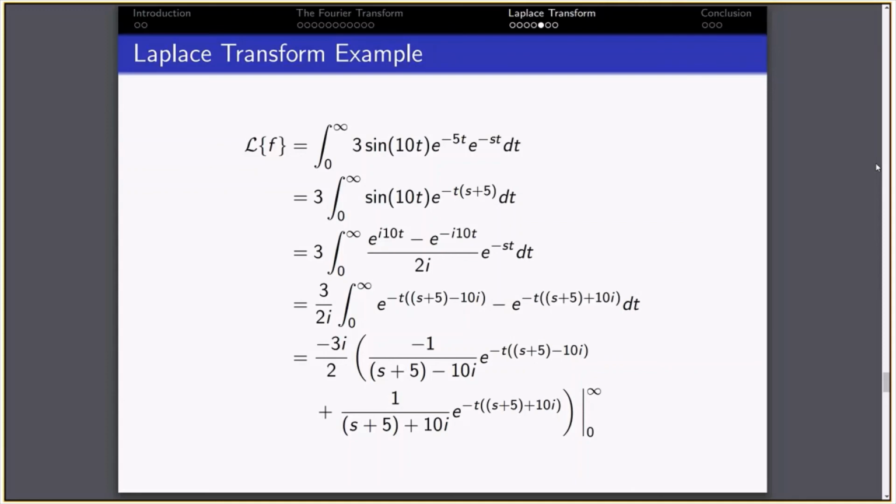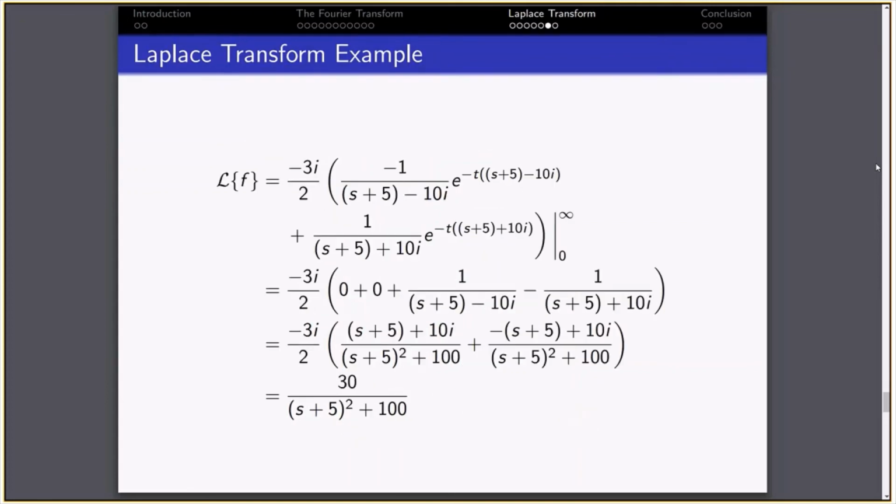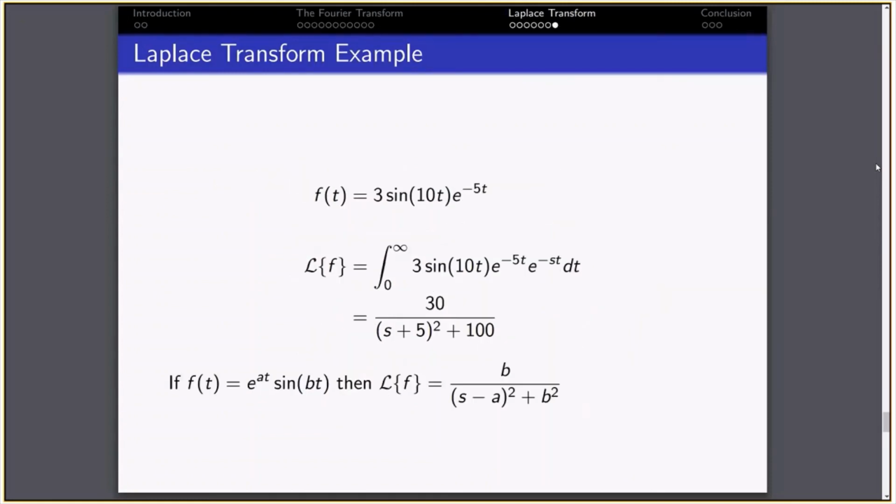So once we move through the calculation of that integral, we are left with the Laplace transform equaling 30 over (s plus 5) squared plus 100. So for this particular function that we are given, the Laplace transform has been reduced to that exact result. So if we were to generalize this formula for e to any number value a multiplied by t times sine b of t, then the Laplace transform is simply b over (s minus a) squared plus b squared.